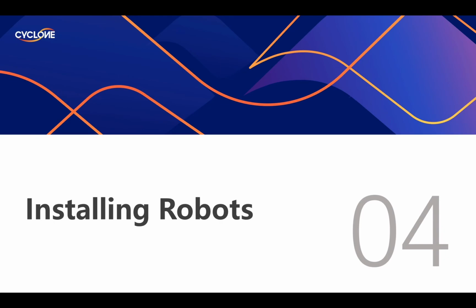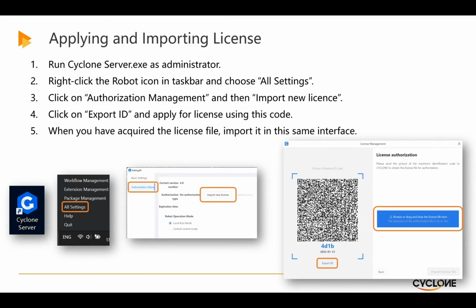Finally, let's have a look at how to apply for a license for your Cyclone RPA Robots software. You need to run the robot application as administrator and find the QR code in the Settings panel. You will need this code to apply for the license. When you have acquired the license file, drag or import it in this same interface to activate your software.